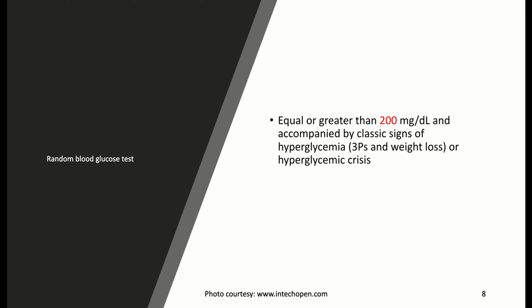Random blood glucose or random plasma glucose. A random blood glucose level greater than or equal to 200 milligrams per deciliter in a patient with classic symptoms of hyperglycemia or hyperglycemic crisis is indicative of diabetes.